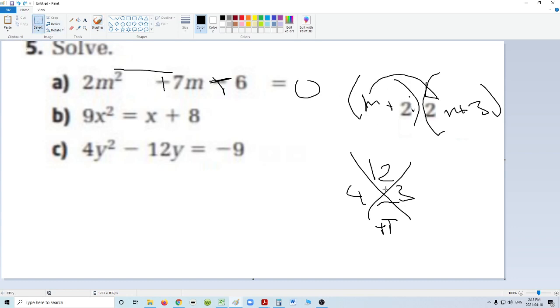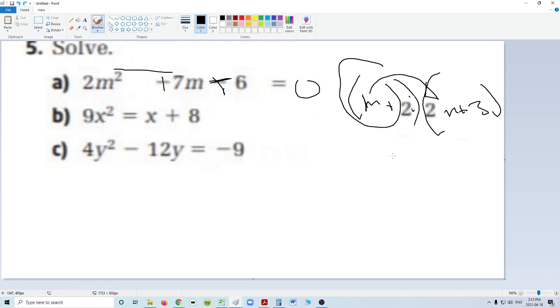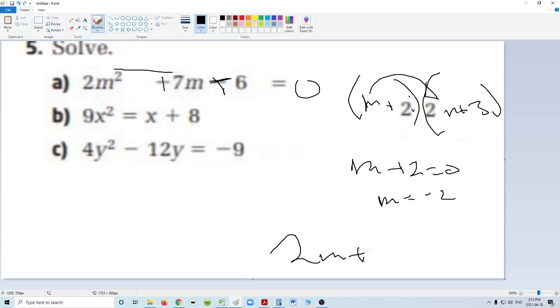And then to figure out when they are 0, I set the whole thing equal to 0. Well, it's when either of these brackets becomes 0. So when does m plus 2 equal 0? When m is minus 2. And this one's trickier. When does 2m plus 3 equal 0? Well, subtract the 3. When 2m is equal to minus 3, then divide by 2.